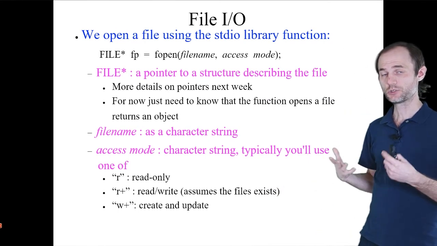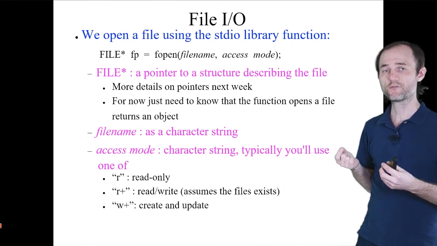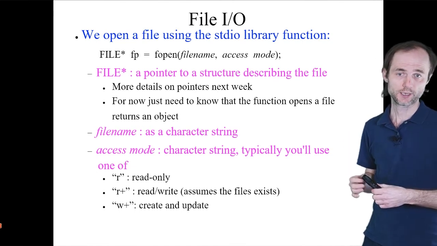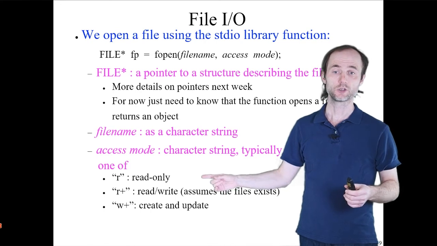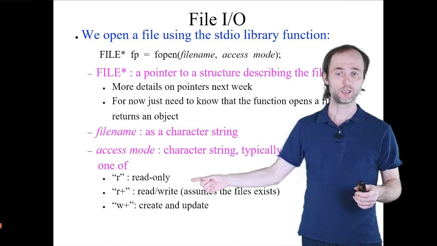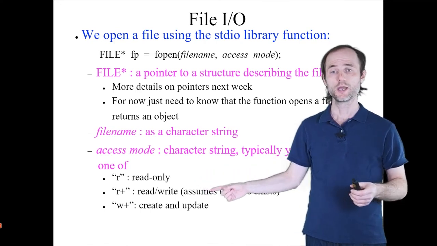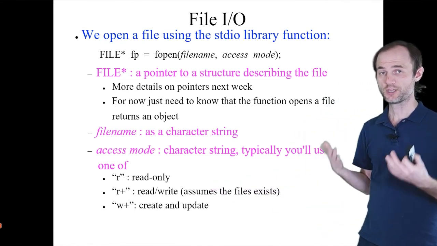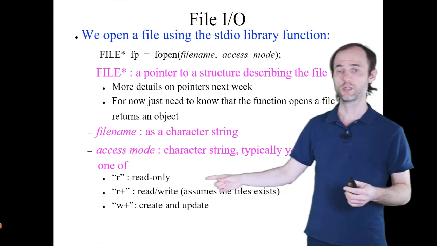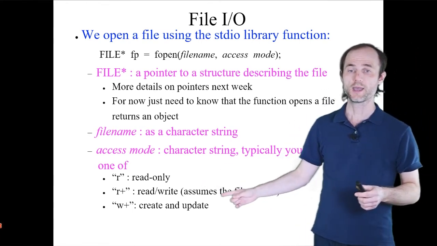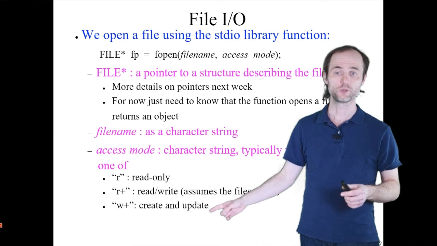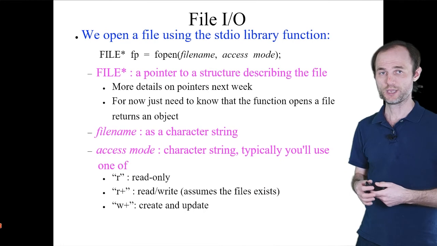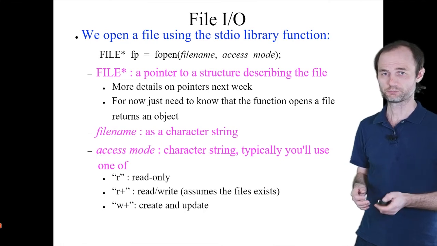And you can basically use it to tell fopen what is the mode of access to the file that you would like. You can either open it as a read-only file if you provide r in quotes. You can read it with the ability to write to the file as well. That would be r+. And if you open it with w+, you will create a new file and will be able to update the file.